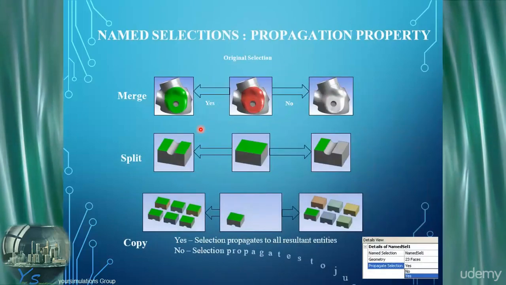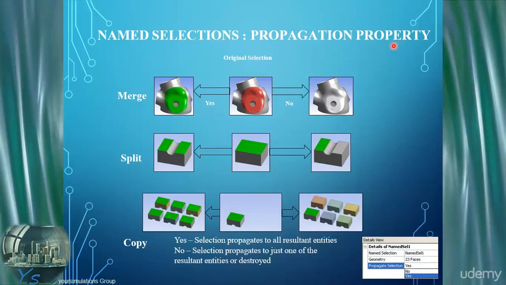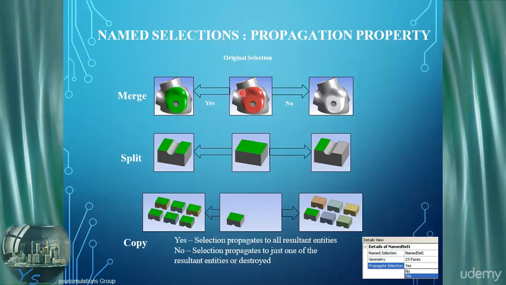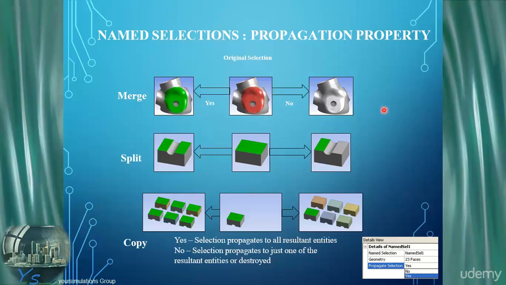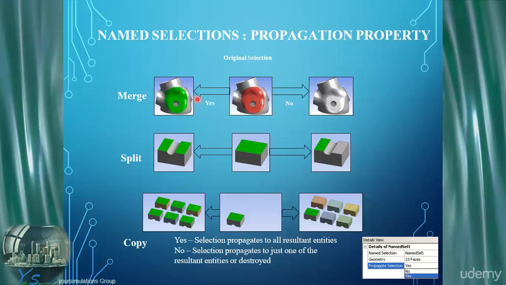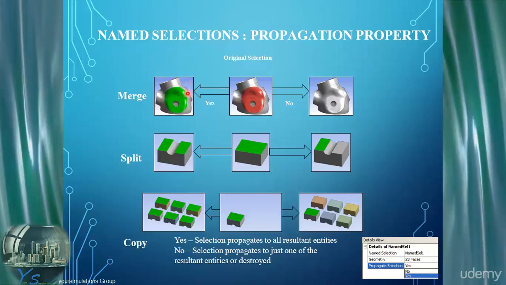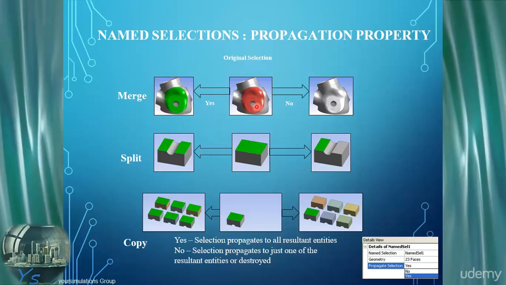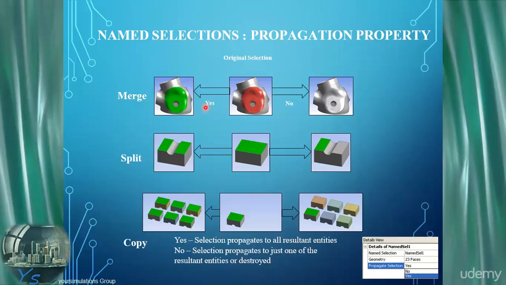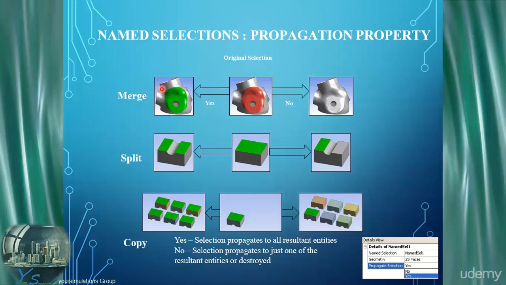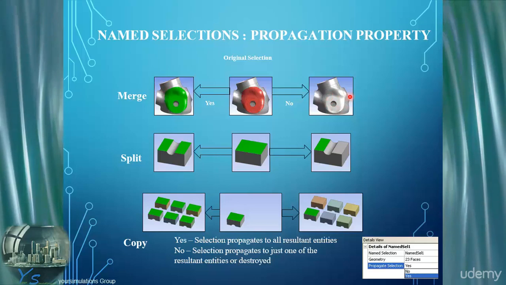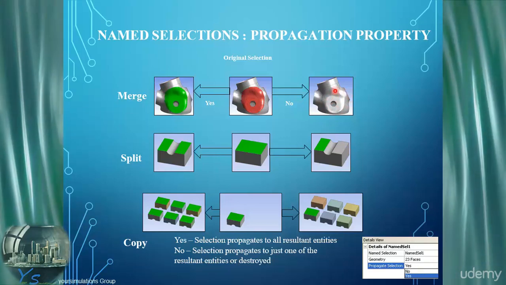So here are some examples of the propagation of name selections. Here we can see we performed a merge operation on these faces, and if we select yes for the propagation of the name selection, it will propagate out to all of the merged faces. So it will start from the original face set and move to a single face set, so that the name selection is retained as far as the zone, the surfaces that it covers, or the faces that it covers on the body. Here we can see that it's not, so there's no name selection after the merge operation.